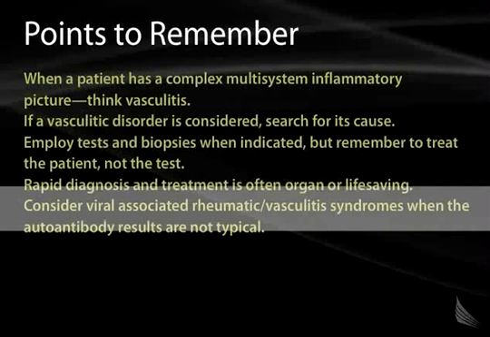Consider other rheumatologic vasculitis syndromes when the autoantibody results are atypical. And remember that these are complicated syndromes to consider, and the diagnosis is often difficult, and to pursue them as rapidly as possible and to get a definitive diagnosis on your Step 1 board exam as best as you can will help lead you to the right answer when looking for rheumatologic and collagen vascular disease.